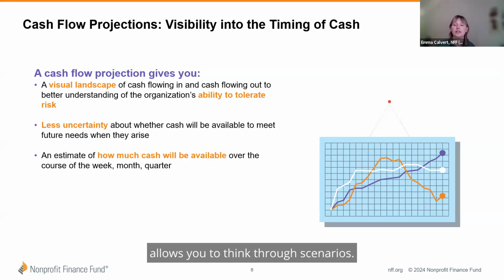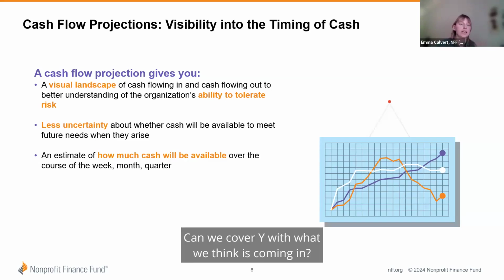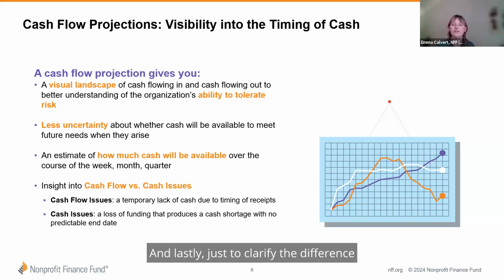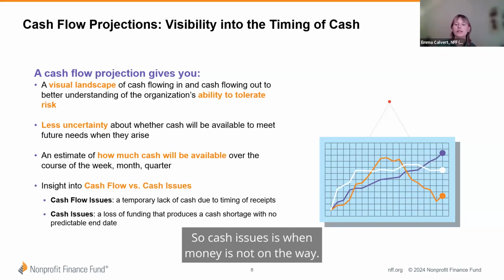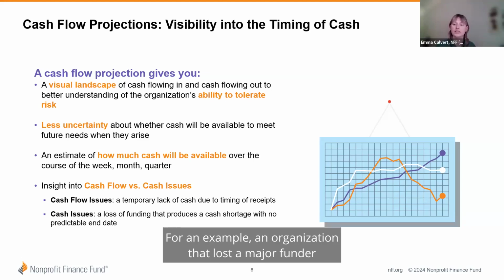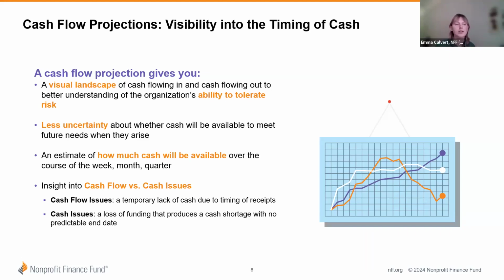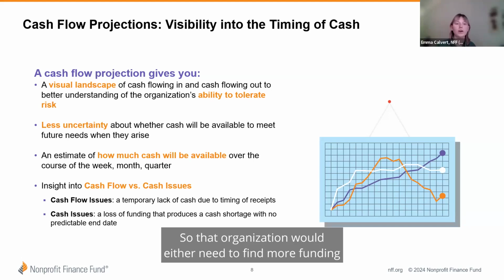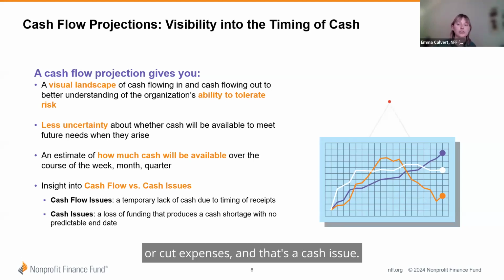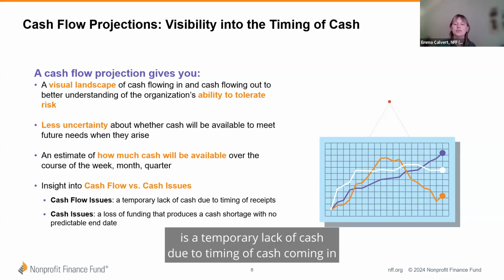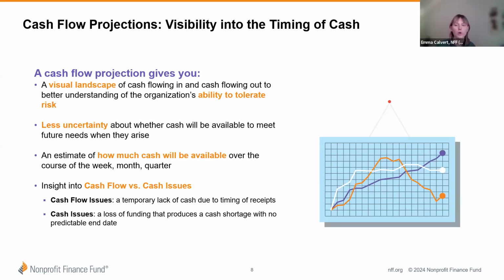And cash flow projections allow you to think through scenarios. So for example, can we cover X if no cash is coming in this month? Can we cover Y with what we think is coming in? And lastly, just to clarify the difference between cash flow issues and cash issues. Cash issues is when money is not on the way. For example, an organization that lost a major funder that they rely on to cover the bulk of their expenses every year would either need to find more funding or cut expenses, and that's a cash issue. A cash flow issue, on the other hand, is a temporary lack of cash due to timing of cash coming in or cash going out.